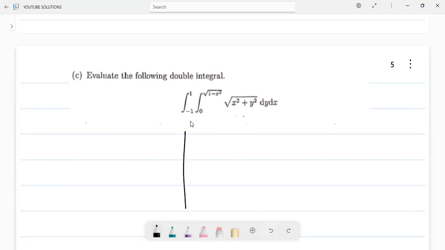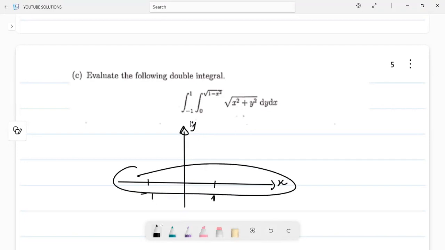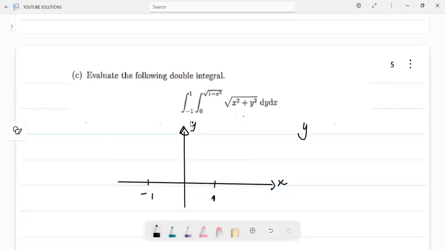Let me just draw the xy plane. The x-axis here, the y-axis. So x runs from -1 to 1, the boundaries for x, while y runs from 0 to the square root of 1 minus x squared. I don't know the exact value, but the values of y depend on this function, so y is varying as x varies. So y runs from y equal to 0, the x-axis, to y equal to root 1 minus x squared.